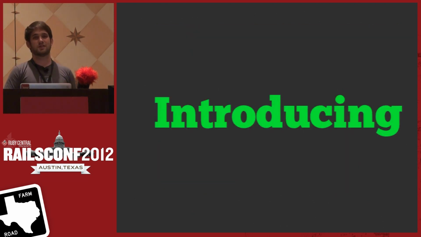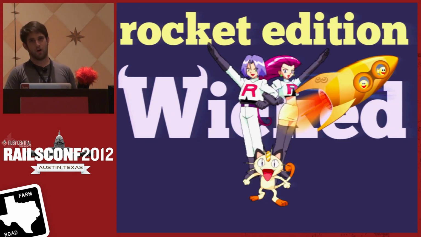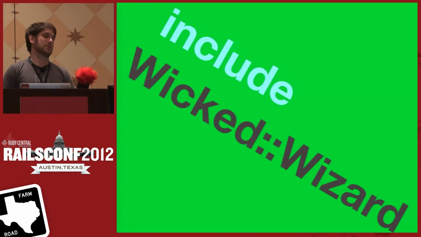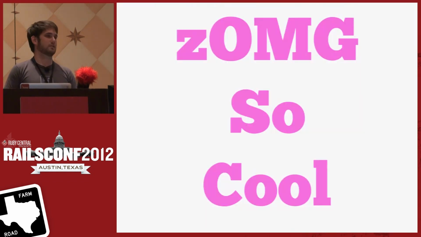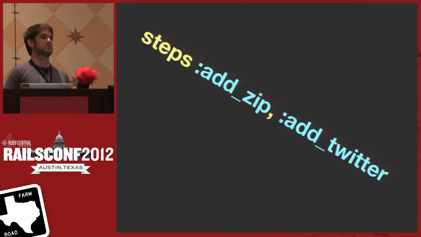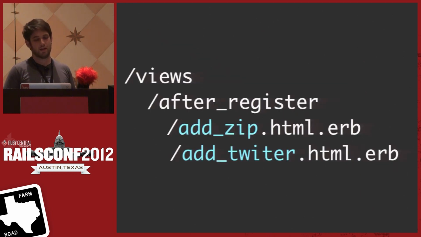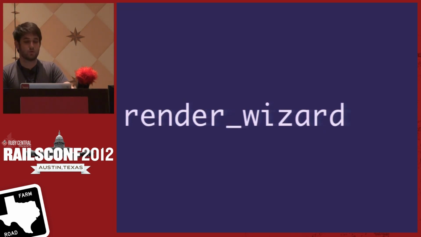So I am introducing Wicked, Rocket Edition. You include Wicked Wizard, and that's pretty much it. You set your steps. You just define what you want your steps to be. You then add views. The steps are named the same as your view, so if you reorder the steps, it doesn't matter. It still calls the same view. And then you just call render wizard.